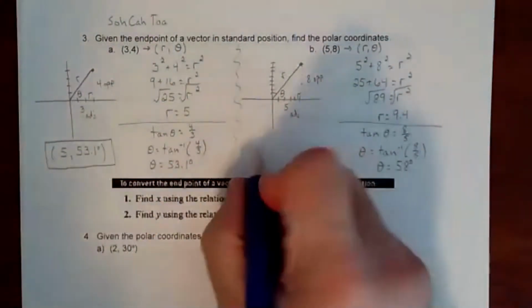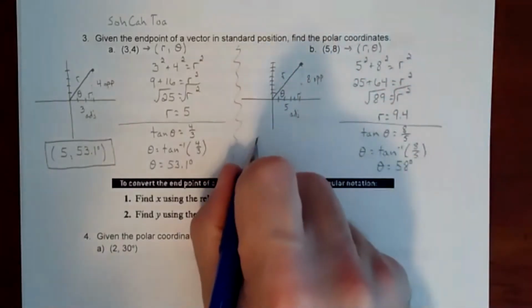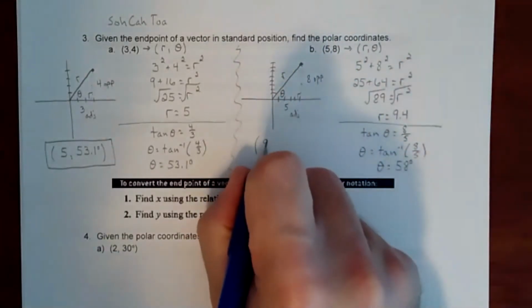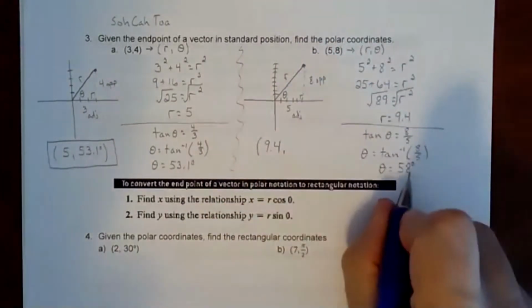Okay, so our coordinate to give us the exact same location as 5, 8 would be if we went out 9.4 and then we rotated up 58 degrees.